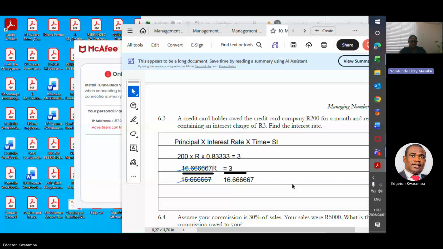Assume your commission is 30% of your sales, which were 5,000 rand. So your commission will be 30% times 5,000. I think it's going to be around 1.5 thousand. Yes, it's 1,500. So your commission will be 1,500.